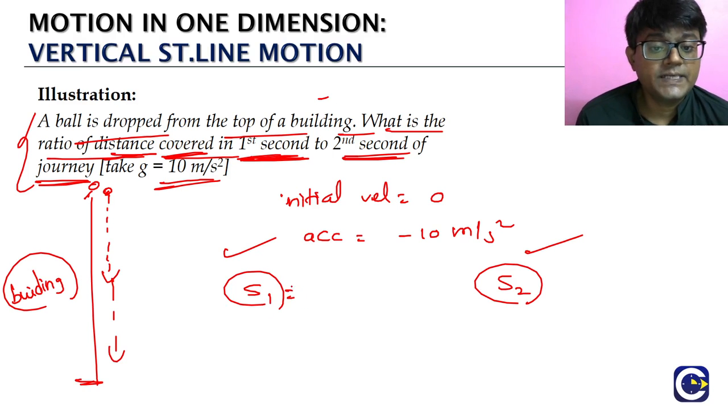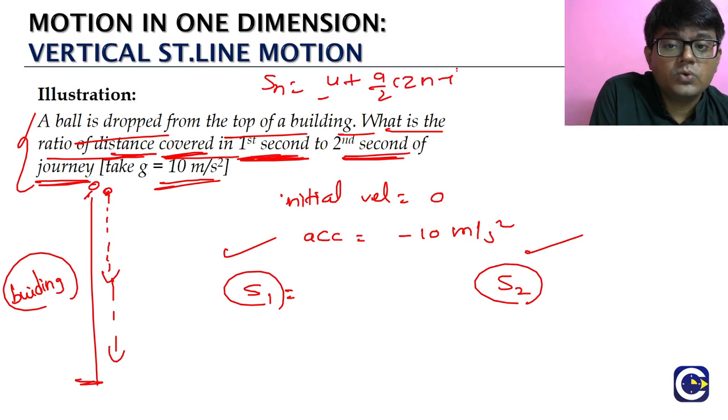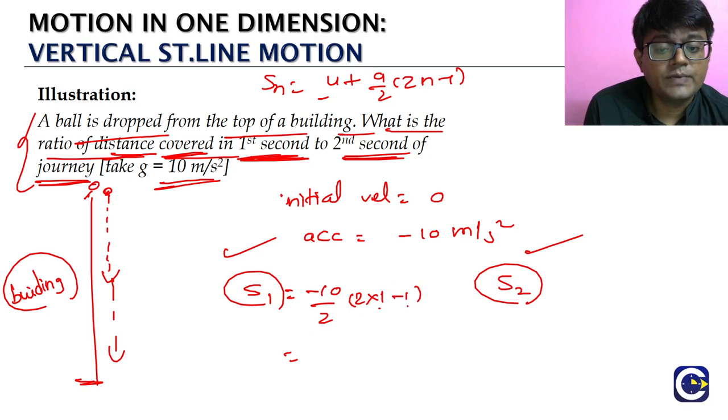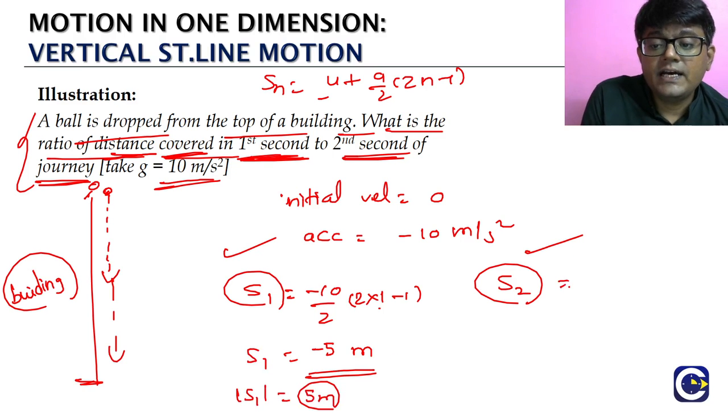S1 is the displacement in the first second. What is the formula? Sn is equal to u plus a by 2 into 2n minus 1, that is the formula, right? u is 0, so a by 2 is minus 10 by 2, into 2 into 1, as n is 1, minus 1, which is 1. So totally it is minus 5 meter. That is S1. Taking a modulus, it is 5 meter.